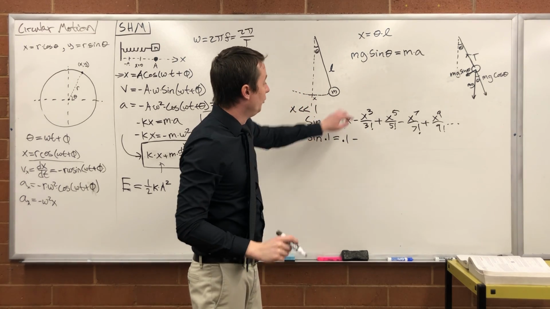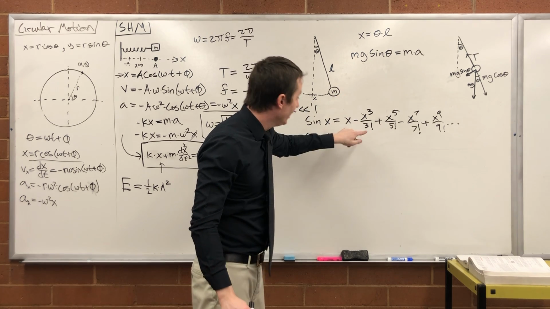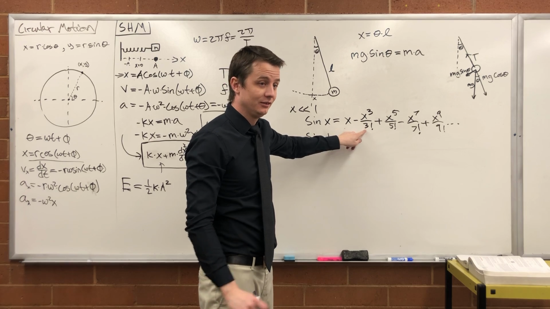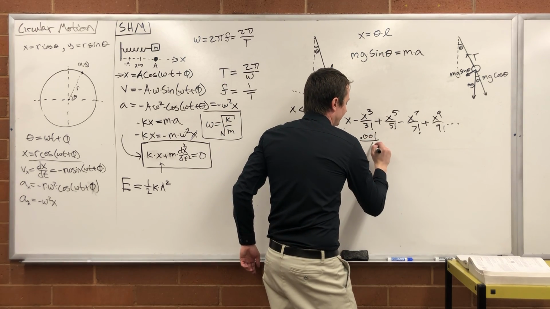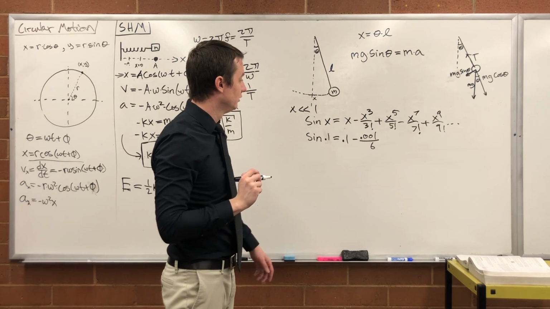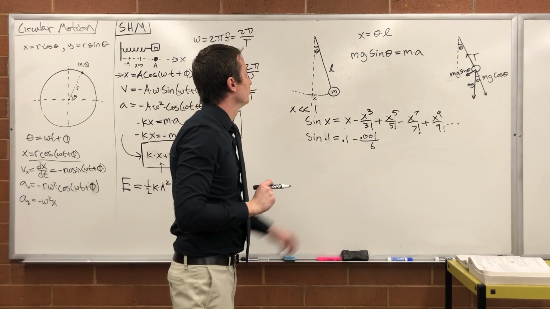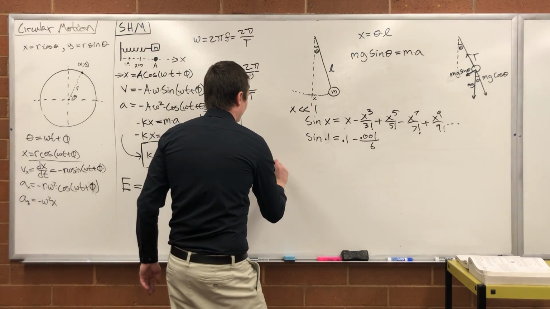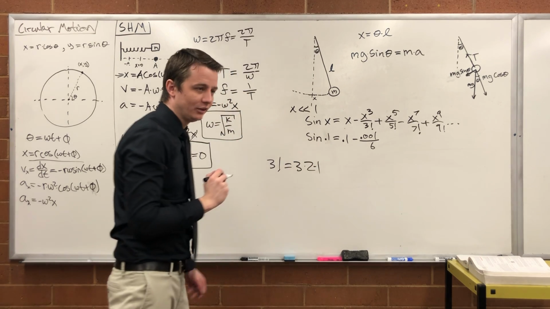minus 0.1 cubed is 1/1000th. And then I'm going to divide by 6. So it's 0.001 divided by 6. Why are you dividing by 6? 3 factorial. What's factorial? Oh, sorry. 3 factorial means 3 times 2 times 1, which is 6.